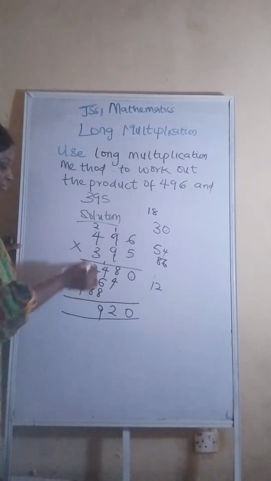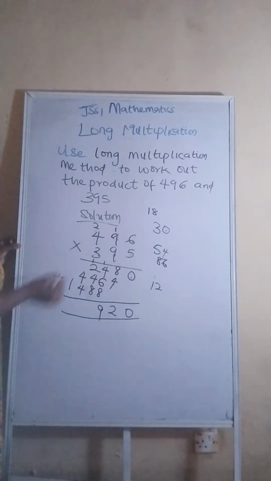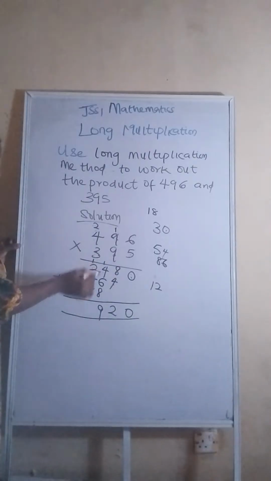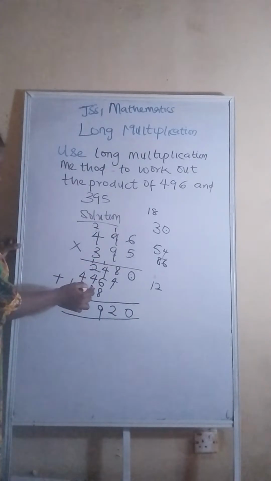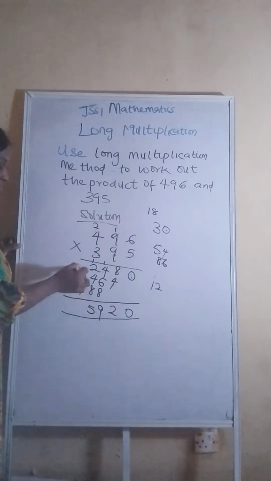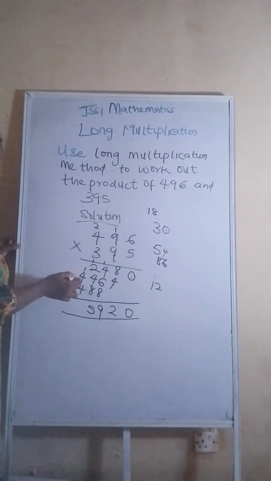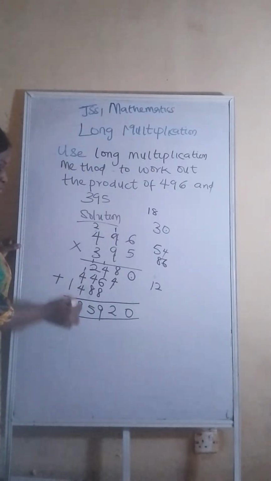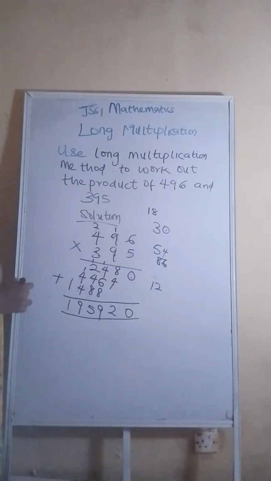Good. 9, raise the 1. Good. 1 plus 2, 3. Good. 3 plus 4, 7. Yes. 7 plus 8, 15. Very good. 5. Raise this 1. 1 plus 4, 5. 5 plus 4, 9. Very good. And then we have our one standing alone. So we just put it there. And that is our final answer.